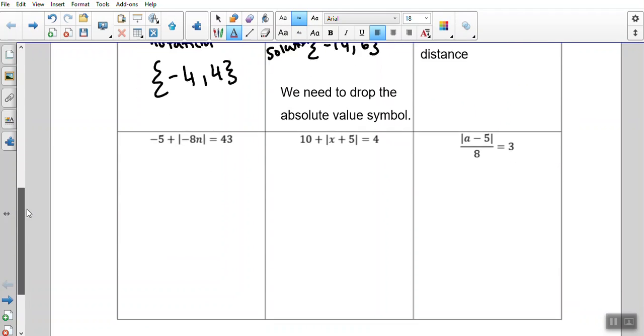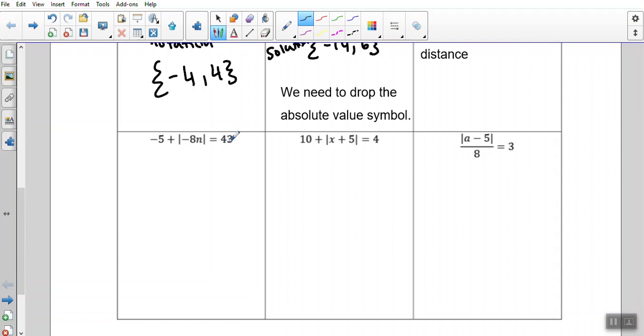Alright, so now I'm going to look at a little bit more complex problems here. So I have 3 different problems here. Before I can split it, before I can say +43 and -43, I have to have the left side just have the absolute value symbol. Okay, but if you notice, the -5 is not inside here, so we have to get rid of this first. So in order to do that, we're going to add 5 on both sides. So you have the absolute value of -8n is equal to 43 plus 5 is 48.